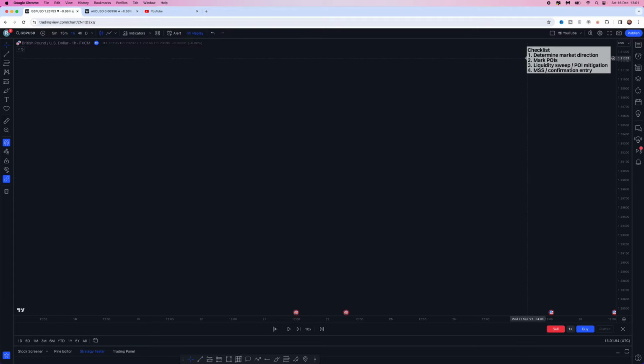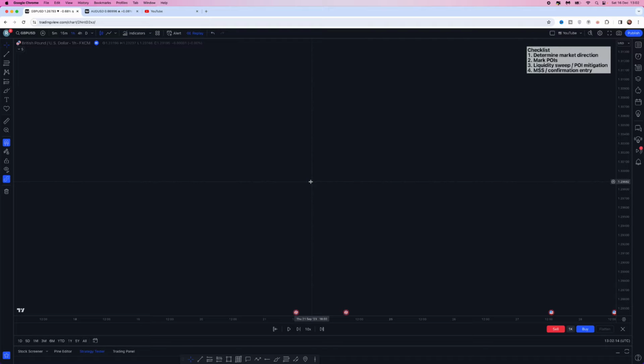And then once we have those two things, we will need to look at liquidity sweeps into our POI mitigation. Again, if we get a liquidity sweep without a mitigation of our POI, we will not look to take that trade. Why? Because it doesn't fit our trade plan. So you will need those two things to happen in order to take a trade. And then the fourth and final thing will be a market structure shift and a confirmation entry.